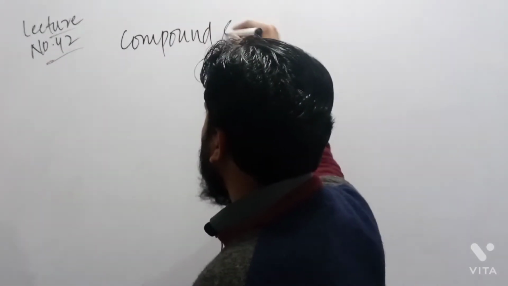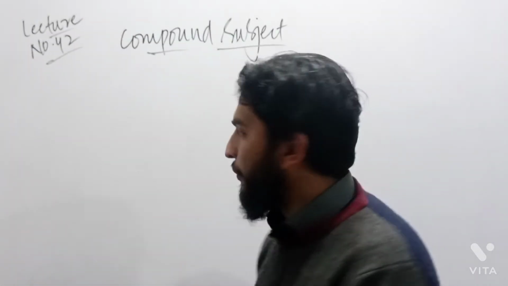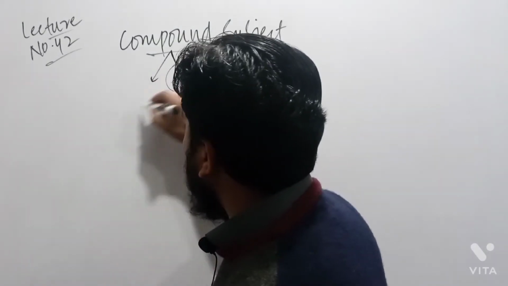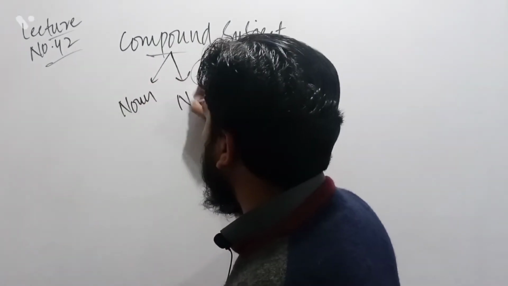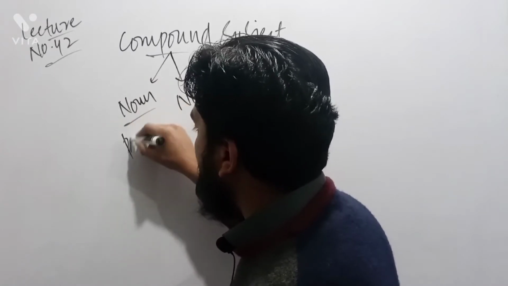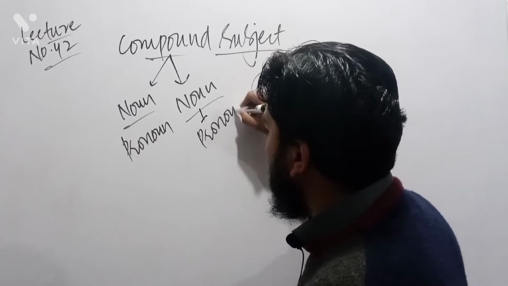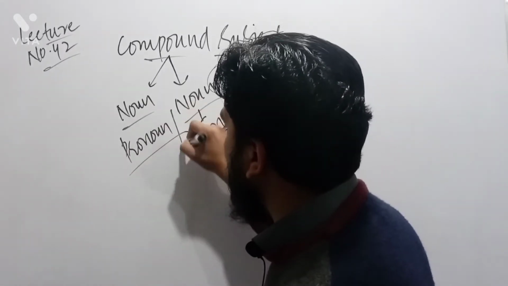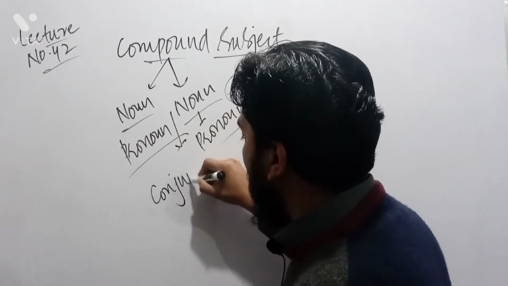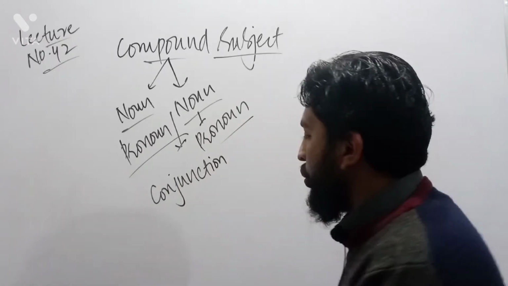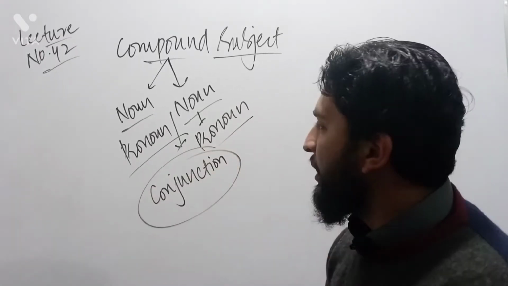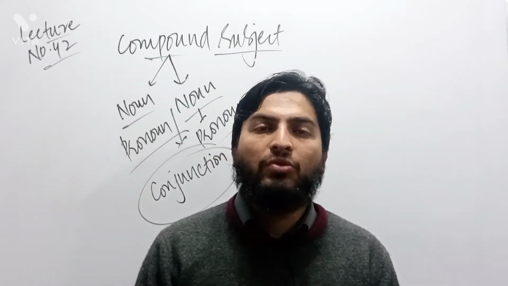Compound subject is that subject when we say that two nouns are used in one place in a sentence. For example, there is one noun, there is another noun, or there is one pronoun and there is another pronoun. When these two are used and with the help of conjunction, they are connected, it means that these two nouns, when they are used in place of subject, this is called compound subject.